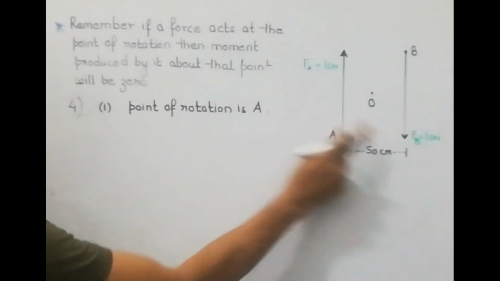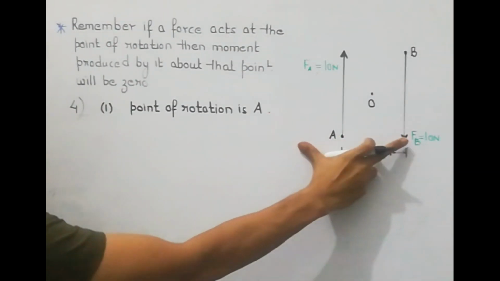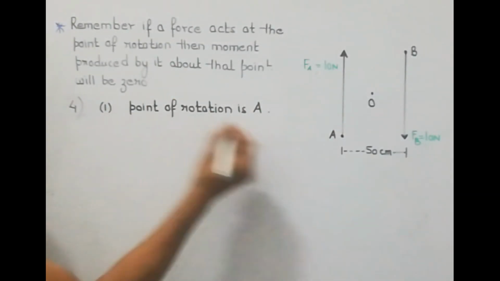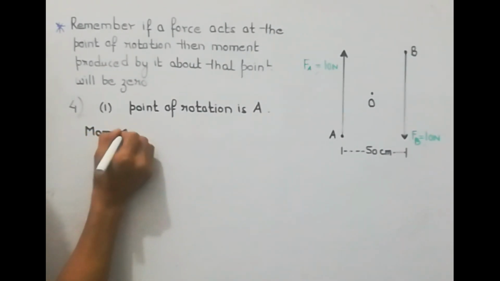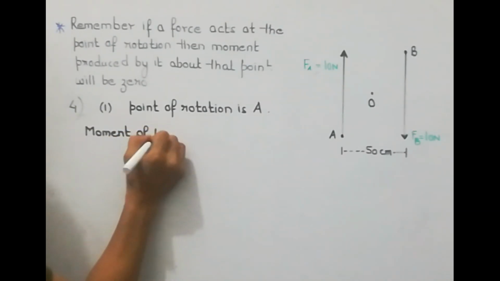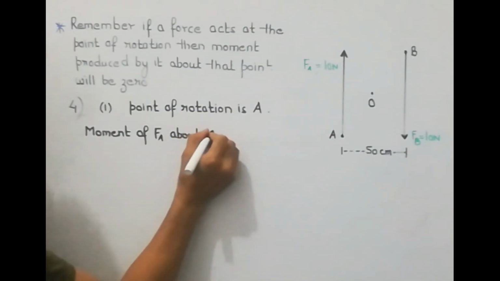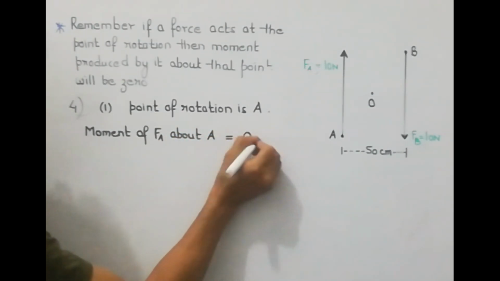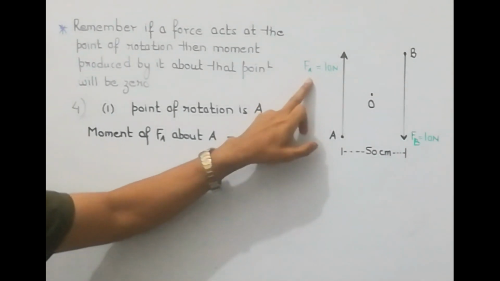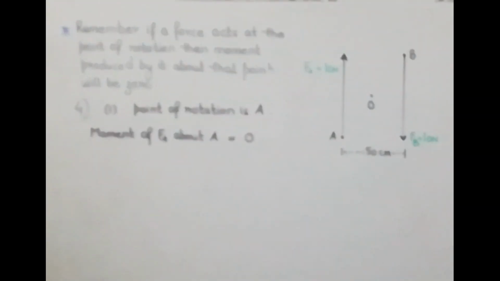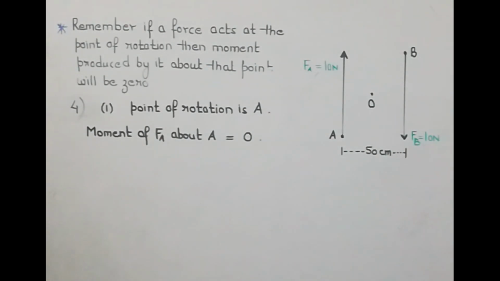Now there are two forces, so we are going to calculate the moment produced by Fa about A and the moment produced by Fb about A. So we are going to write it like this: moment of Fa about A, that will be straight away 0. Because I am asking you about the moment produced by force Fa which is acting at A, and I am asking you to calculate the moment about A only. So it will be 0.